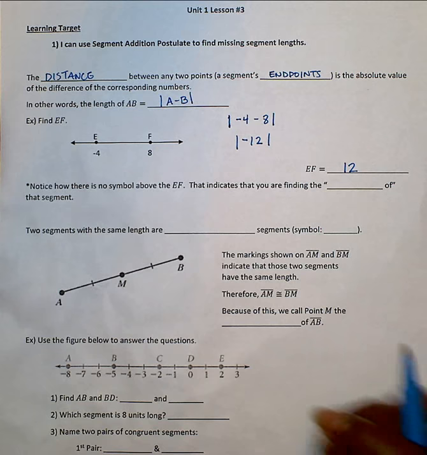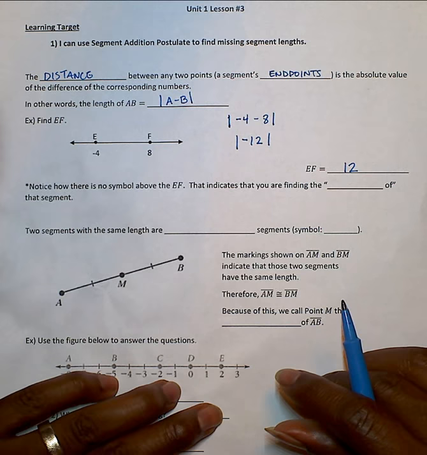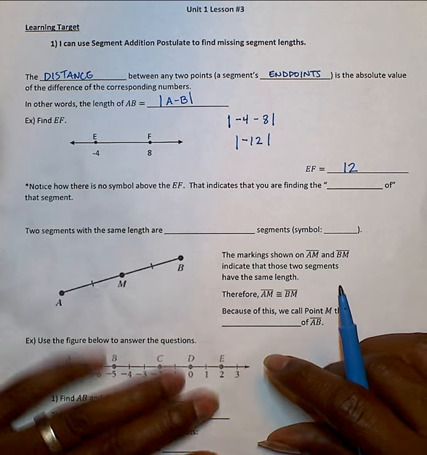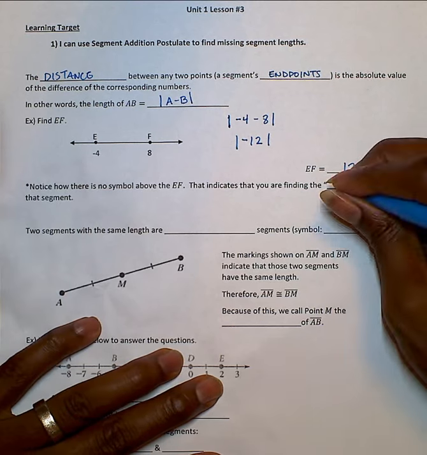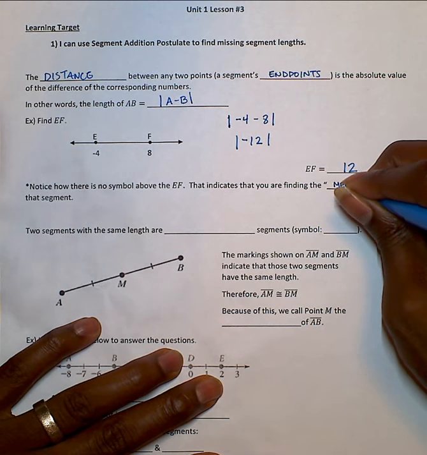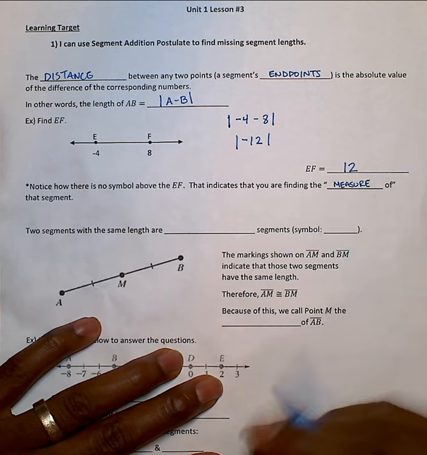Notice here that there's no symbol above EF. It doesn't say like ray or line or segment. So that indicates that you're finding the measure of that segment. It just means that we're talking about the actual measurement of that.